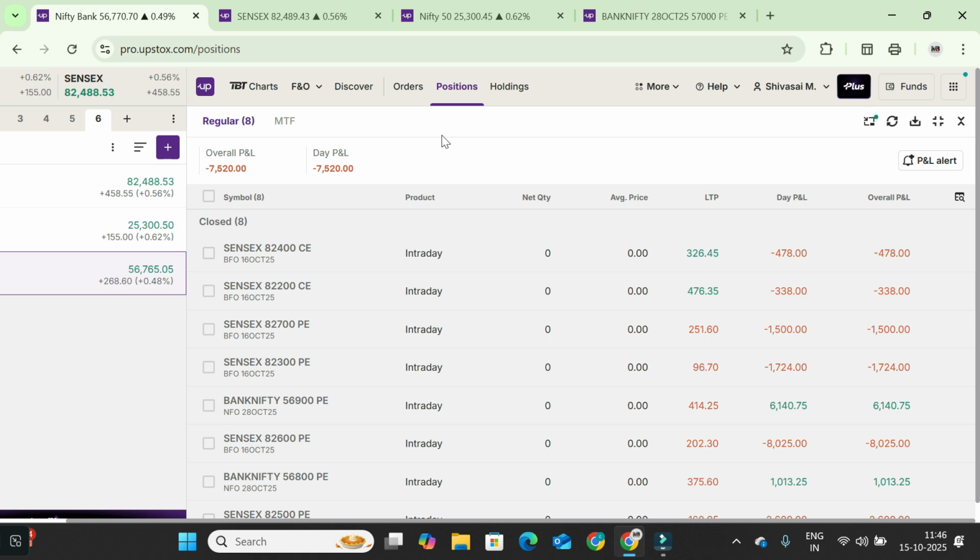I want to make it clear: whenever the market gives you a good target, hold it, and when the market is saying it's going to be opposite, just cut your losses.